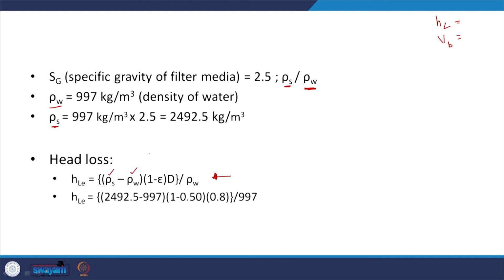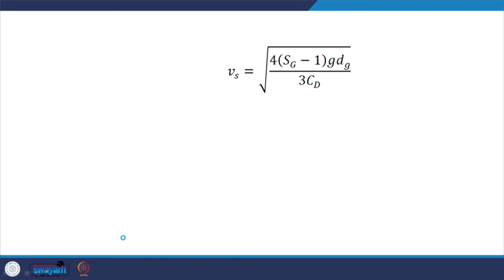Density of the particle, of water, porosity of the unexpanded bed, depth of the unexpanded bed, and density of the water. So, we plug that in. So, head loss is going to be 0.6 meters, I guess, yes. So, what else do we have?